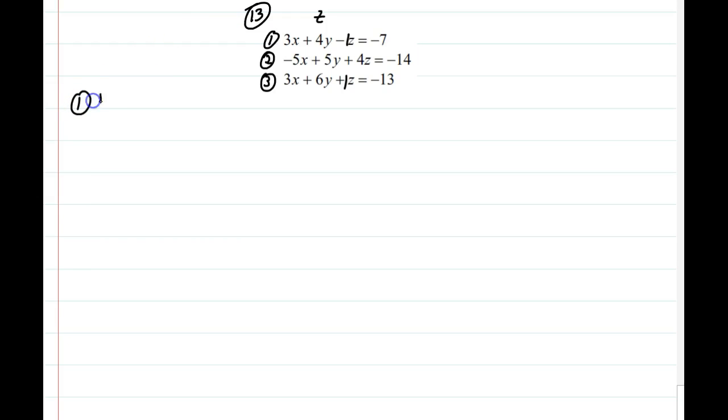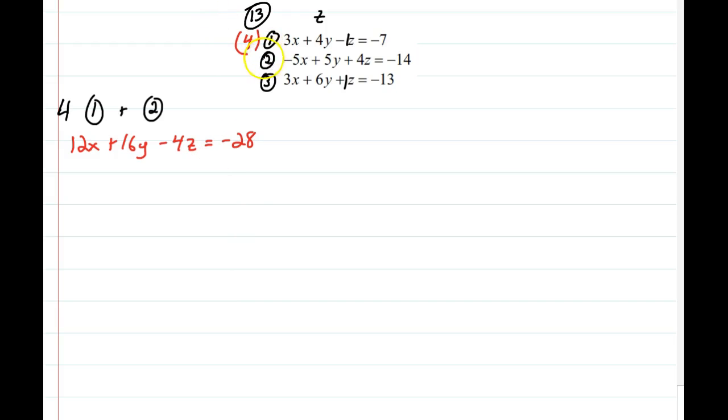So I'm going to do equation 1 plus equation 2. Now when I work with equation 1, I need to have a 4 here. So I'm going to multiply equation 1 by 4. That's going to give me 12x plus 16y minus 4z equals negative 28.